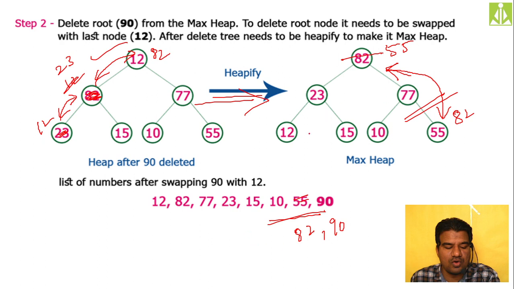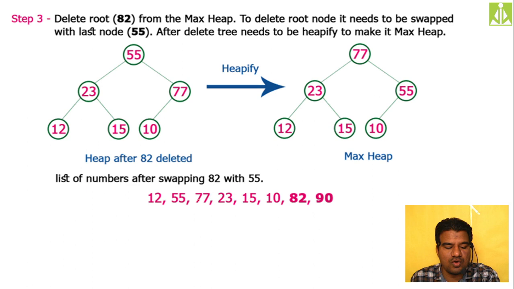Now perform the level order traversal. So 55, 23, 77, 12, 15, 10. Like this you will get. Just see. 12, 55, 77, 23, 15, 10 we have. And then 82, 90 got fixed. So now we have 55 at the top, then 23, 77, 12, 15, 10.